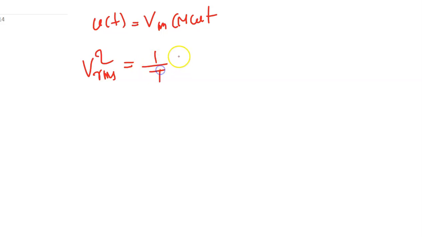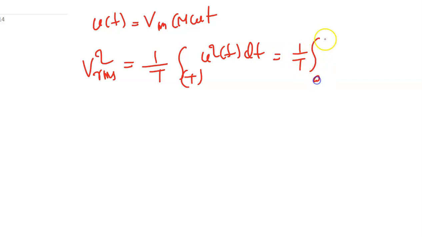Let us calculate the RMS value of a sinusoidal wave. Let us say we have a voltage wave v(t) equal to Vm cos omega t. We want to find the RMS value of this. So by definition, Vrms square is equal to 1 upon T, integration over a period, v square t dt. So put these values: 1 upon T over a period, I will take 0 to T, no problem, 0 to T Vm square cos square omega t dt.